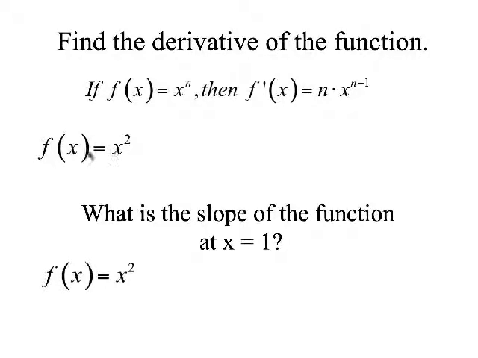So if I want to take the derivative of this, the derivative means make a function that finds slopes at any point of this parabola. What I do is I apply this formula. So it's x to the second, and it's 2.